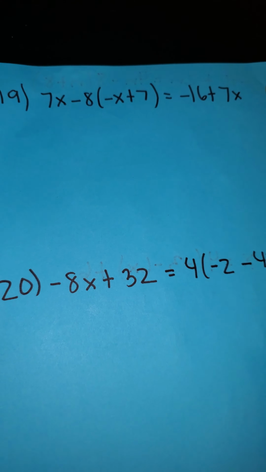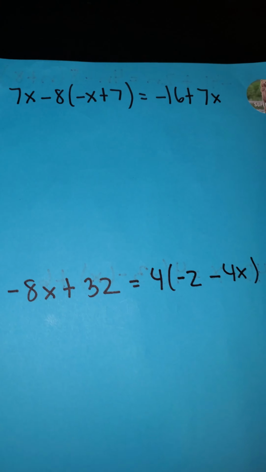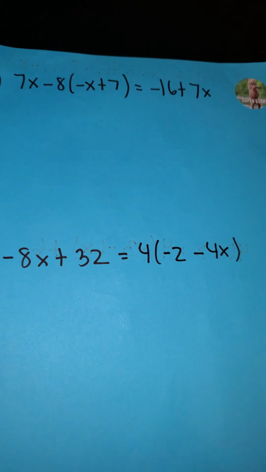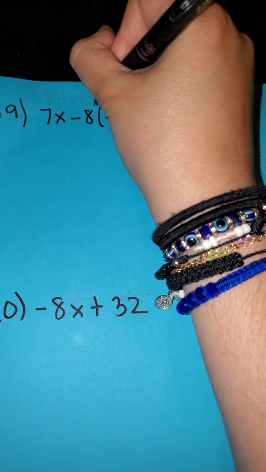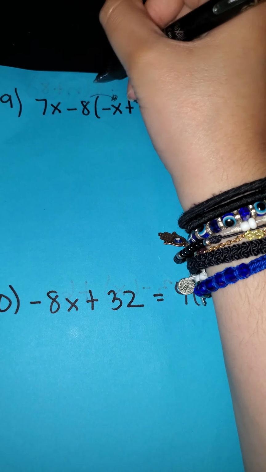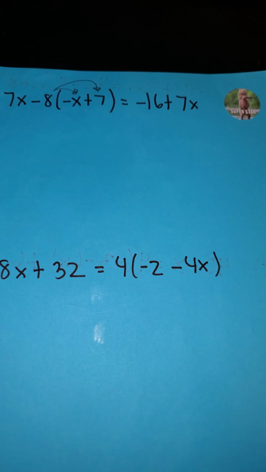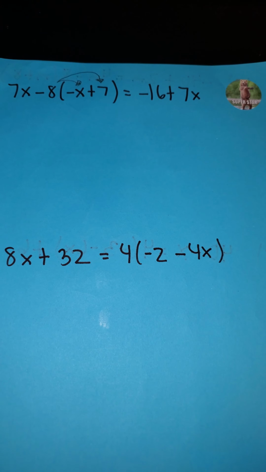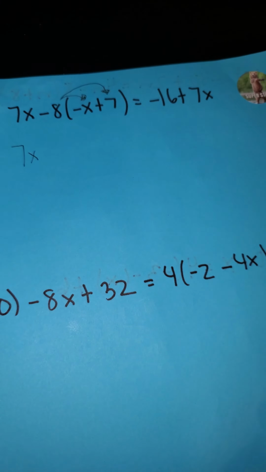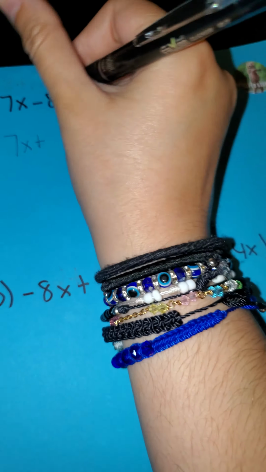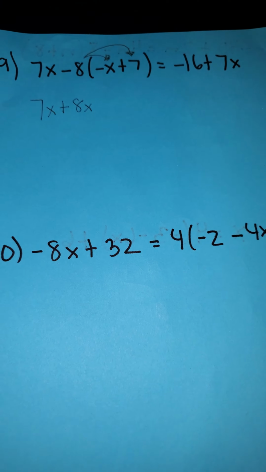Now let's do this next problem, problem number 19. Again, we're going to start out by distributing this set right here. Remember to do your little arrows. So now, what is negative 8 times negative 6? Let's bring this down. That is going to give us a positive 8x, because a negative times a negative gives us a positive.